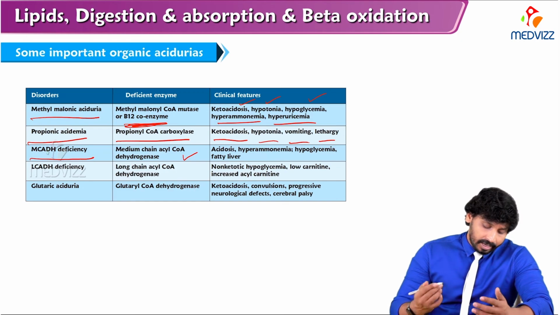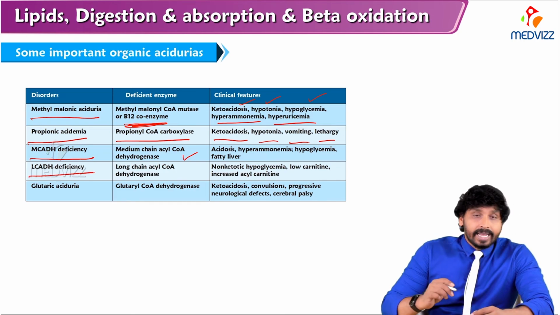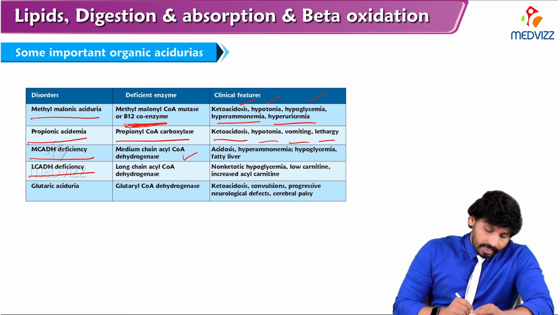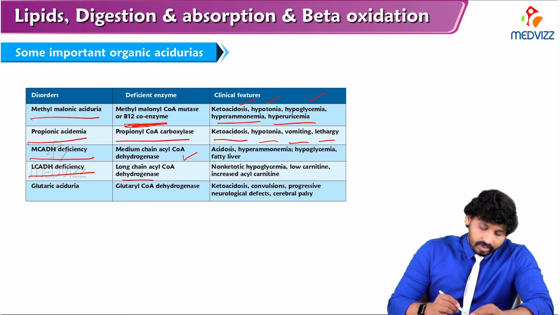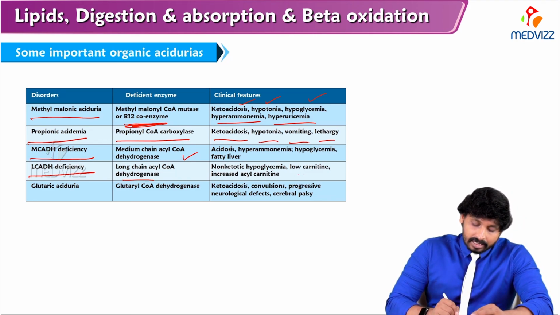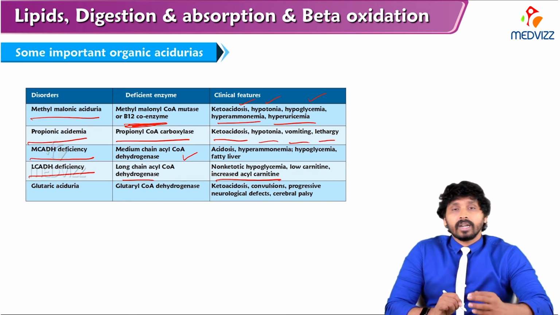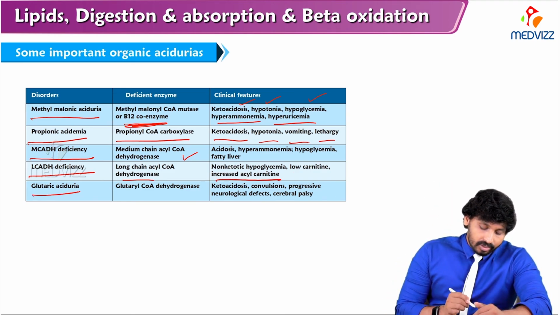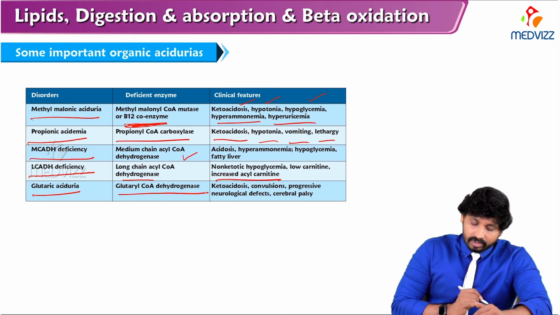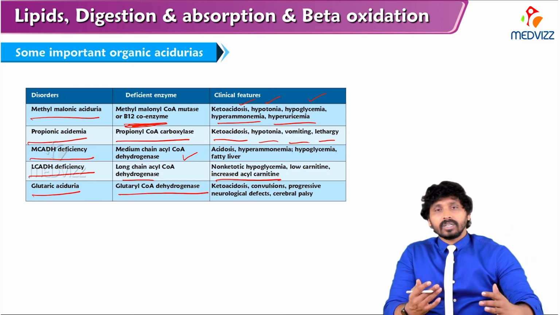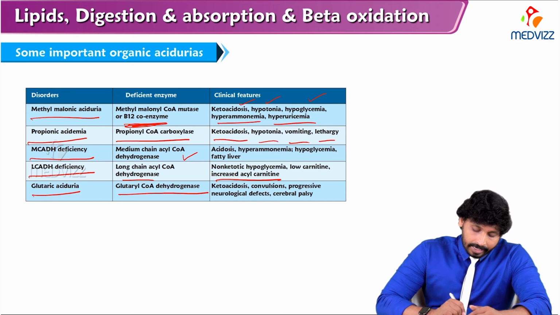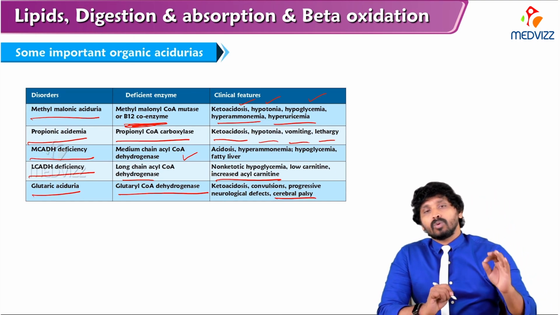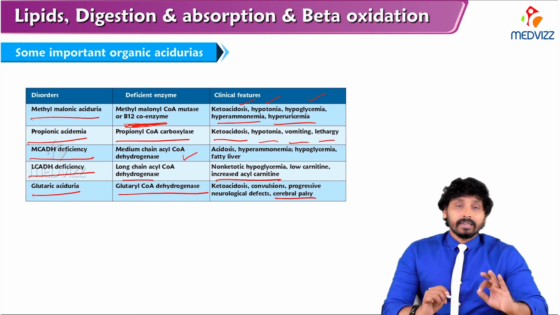In medium chain acyl-CoA dehydrogenase deficiency, medium chain fatty acids cannot be degraded, leading to acidosis, hyperammonemia, hypoglycemia and fatty liver. In LCAD long chain acyl-CoA dehydrogenase deficiency, the enzyme deficiency is long chain acyl-CoA dehydrogenase. Non-ketotic hypoglycemia, low carnitine, and increased acyl-carnitine levels will be seen in case of LCAD deficiency. Glutaric aciduria is because of glutaryl-CoA dehydrogenase deficiency. Again, the symptoms are similar to the other acidurias like ketoacidosis, convulsions, and progressive neurological defects. Cerebral palsy is one of the notable features of glutaric aciduria.